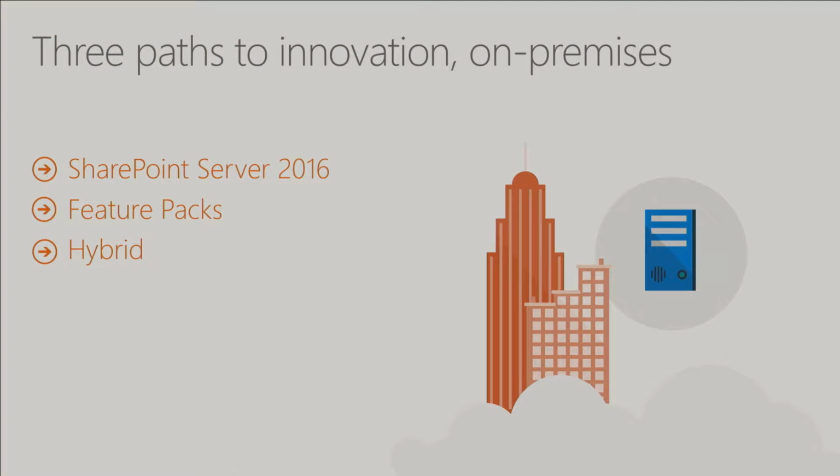So there's three basic paths that answer that question. One is just SharePoint Server 2016 natively. That's a crawl path. Two is feature packs. That's a walk path. And then we have a run path, which is hybrid. So really to position yourself in a way that enables you to take advantage of the latest cloud capabilities on premises, some of the ones that you've been seeing launched recently. So you've probably seen the new lists experience. You've probably seen the new libraries experience. You've probably used the next generation sync client.